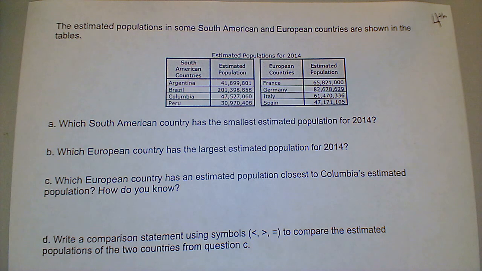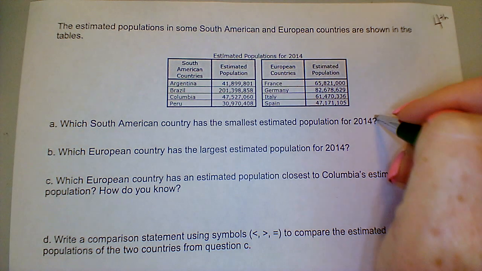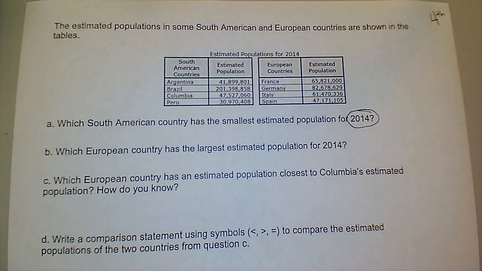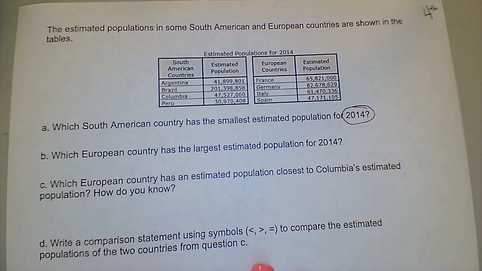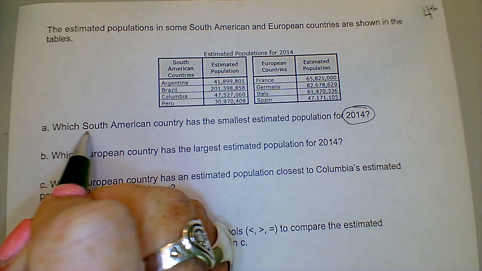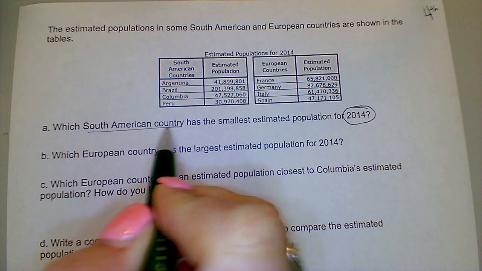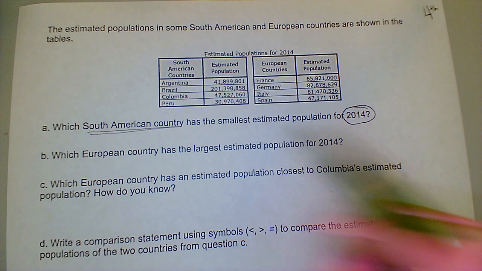So we've got to look at key numbers, right? What's a key number in A? 2014, right? The question itself is asking us to do what? To find the smallest estimate. Of what country? South America. Okay.